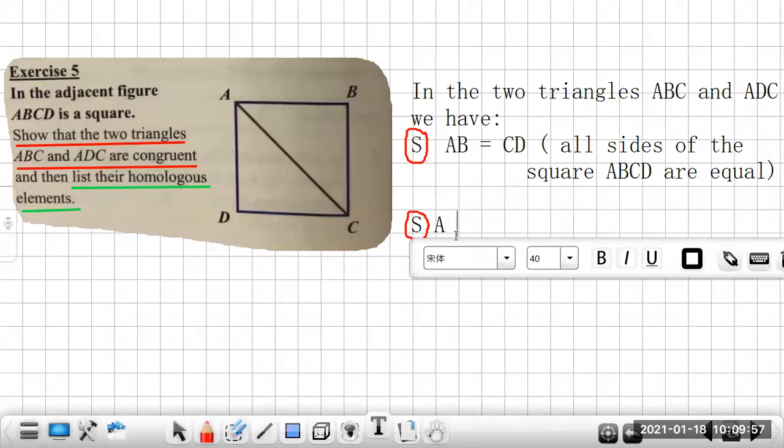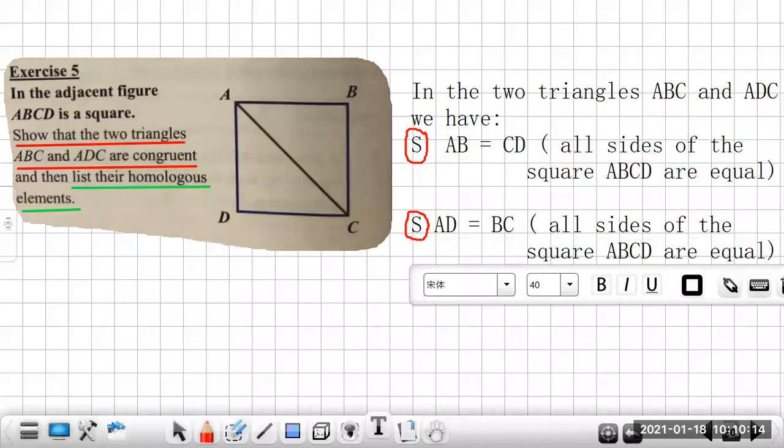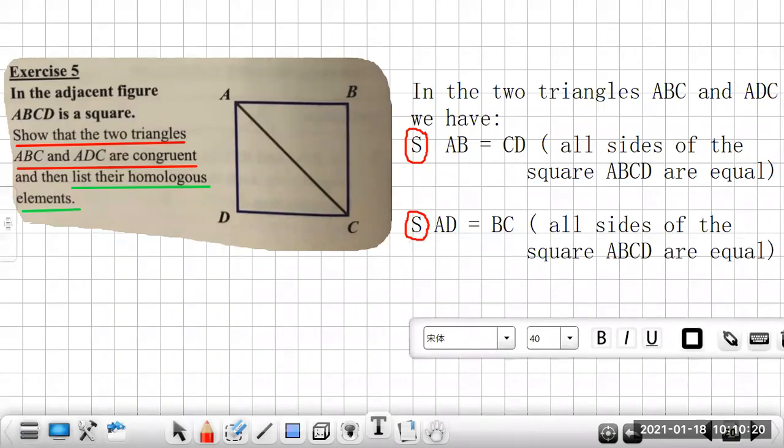AD equal to BC, same justification. Yes, all sides of the square ABCD are equal. So we have two sides, right? Yes. AC is equal to AC, very good.